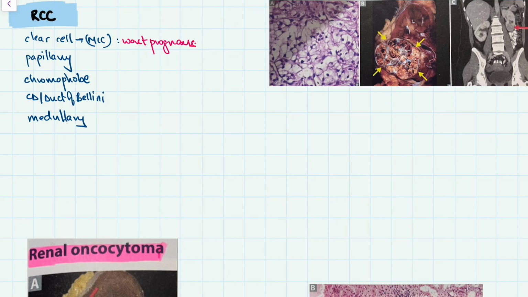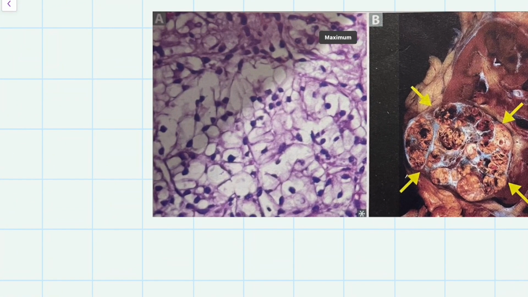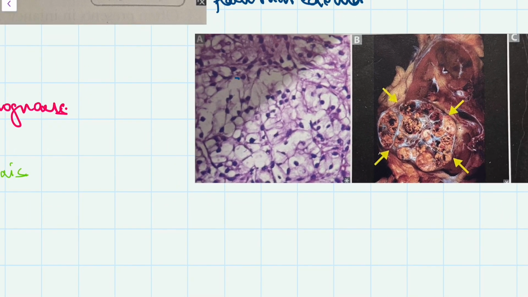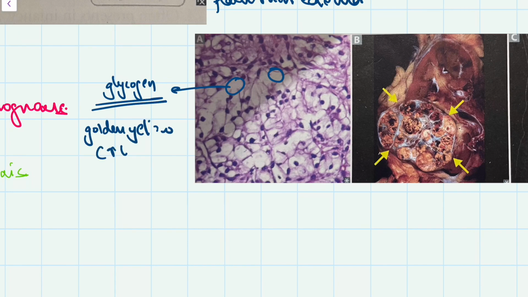While the chromophobe RCC has the best prognosis. Right, the clear cell on histopath shows polygonal clear cells, right? Why are they clear? Because they have accumulation of glycogen, and glycogen appears white or clear on the histopath. On gross, they are golden yellow in color, right? Because of increased lipid and carbohydrate here, right?